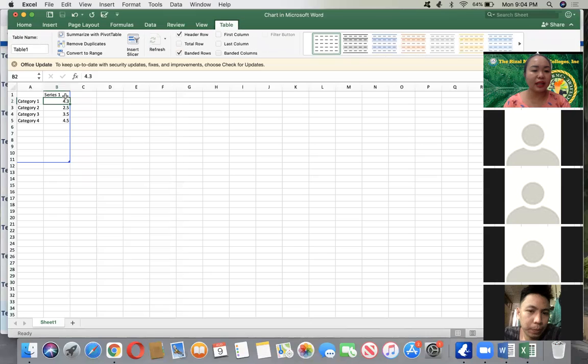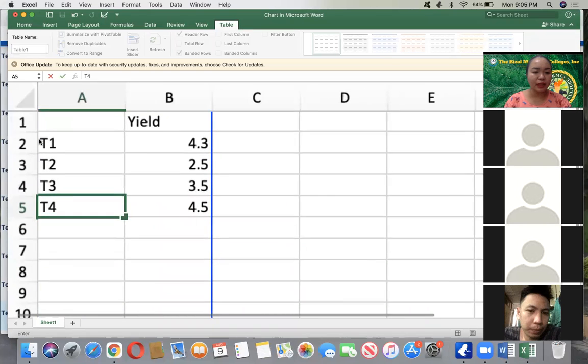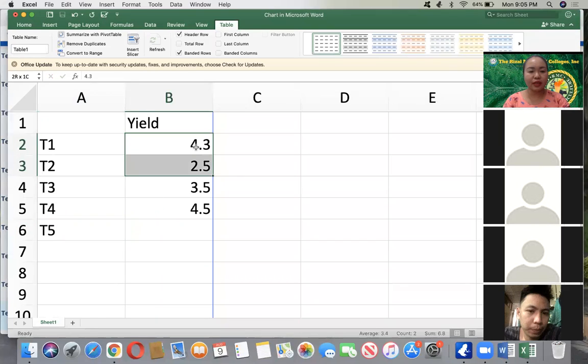So our data is just yield. And then we have 5 treatments, diba? T1, T2, T3, T4. Do you see it? And T5. Some of you have already made a figure. You can also make use of a photo if you have one, arranged and, of course, well labeled.